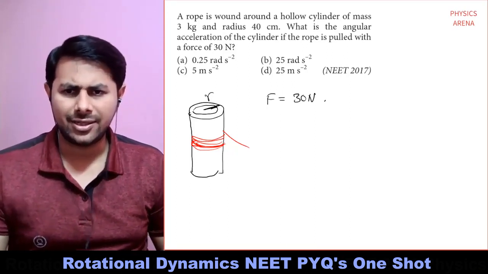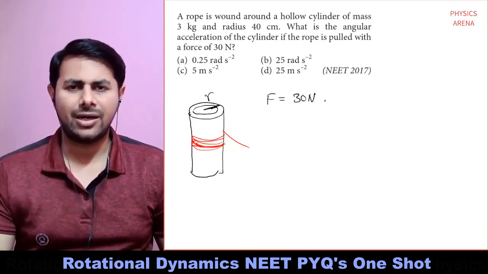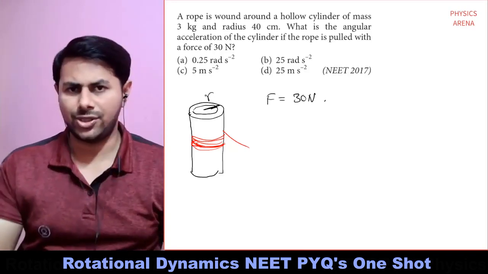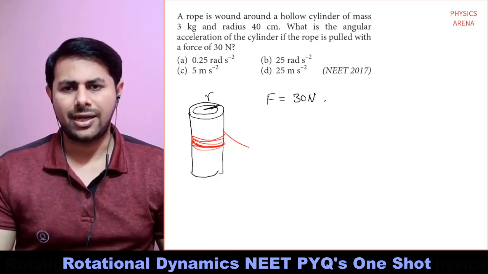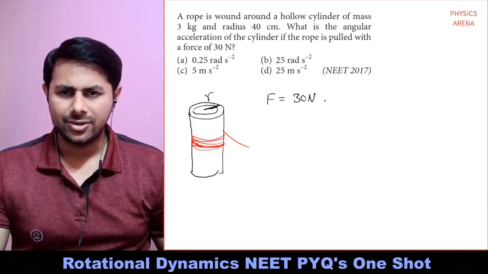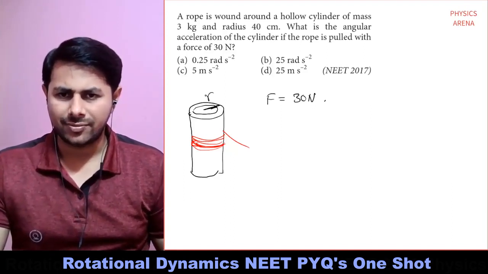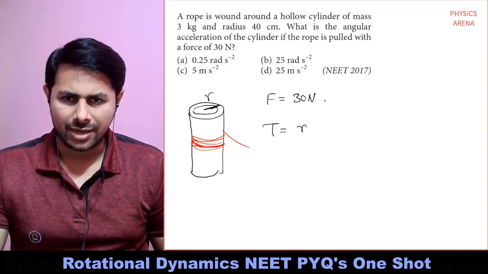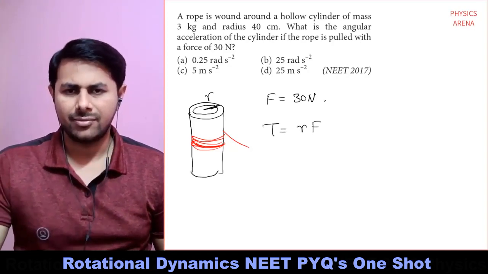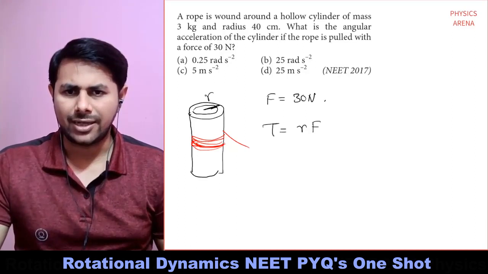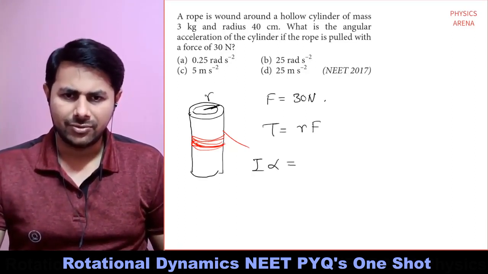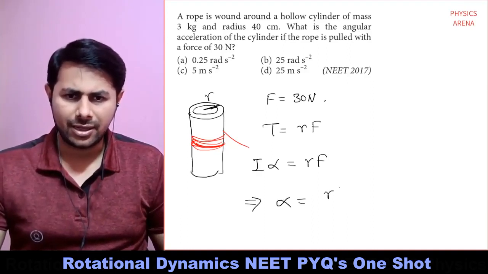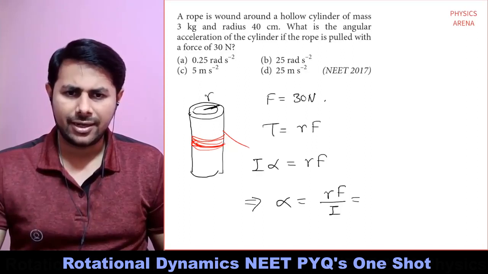So how much is sine theta? Because R and F are at 90 degrees. Force is tangential, so the angle is 90 degrees. Sine 90 is 1. So R times F will be the torque. Tau is just equal to R multiplied by F. And you want angular acceleration. So tau is I alpha, which is equal to R times F, and therefore alpha is equal to RF divided by I.